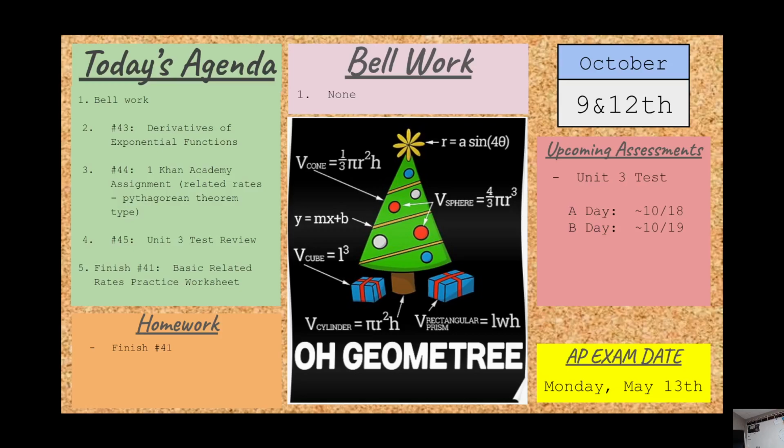Okay, this morning I've got one new thing to show you from this unit. It is a really small thing that's going to take about 30 seconds, but that would be the derivative of exponential functions. So if you would please number that as 43. Then after we go over that real quickly, we're going to split in two different directions. I've got one Khan Academy assignment assigned to you. It is on related rates, specifically Pythagorean theorem type. My 8A did those pretty quickly. It was just one of them, so you shouldn't spend too long on that.